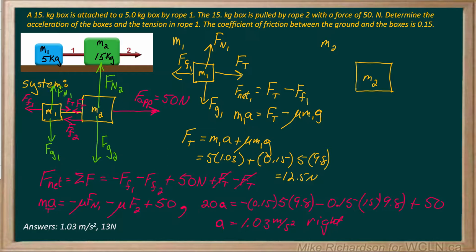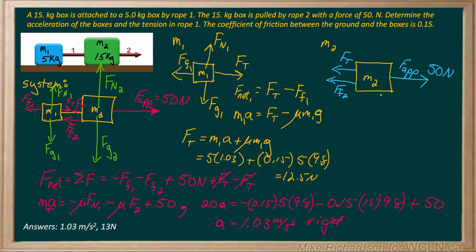So let me just change colors here. I'll do it in blue so we don't get it all muddled up. The forces acting on M2 are as follows. Same tension pulling it back, which is what we're looking for. There's some friction pulling it back, force of friction 2. And in this case, we've got a 50 newton applied force pulling it to the right.